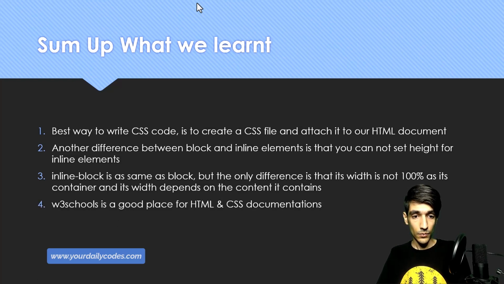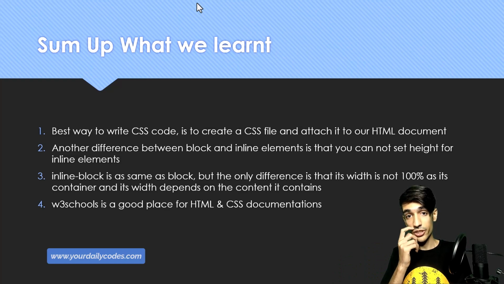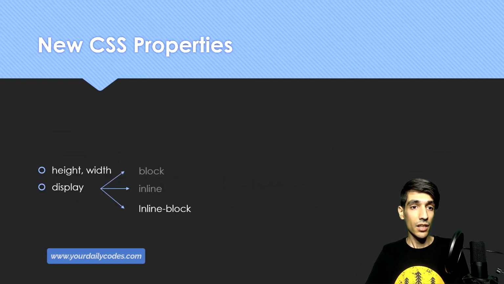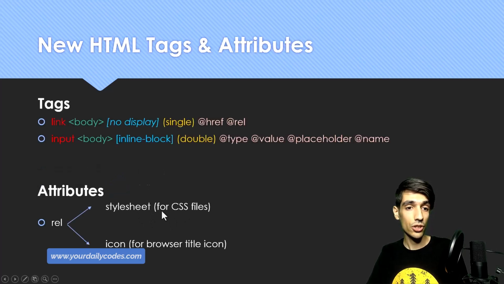And the other thing is about W3 Schools, check that out. And the new CSS properties that we learned: height, but we didn't see width in this session. Well, width is exactly like height, but it's just used for width. And about display, we saw block and inline in previous sessions, but inline block is something that we learned new in this session.